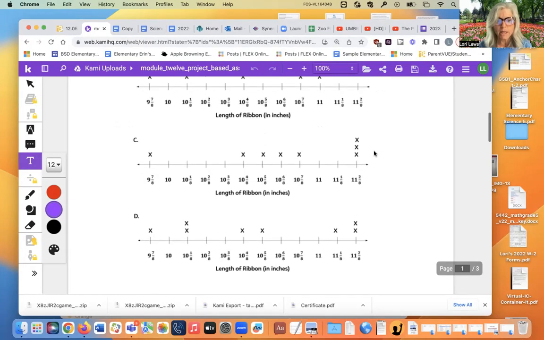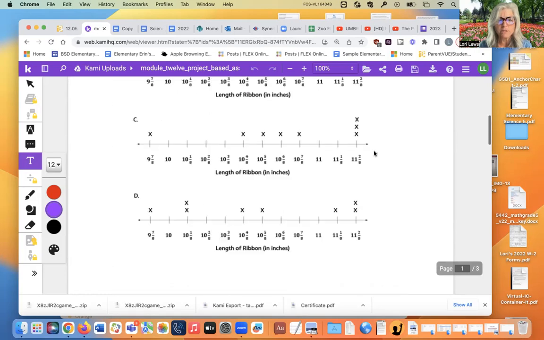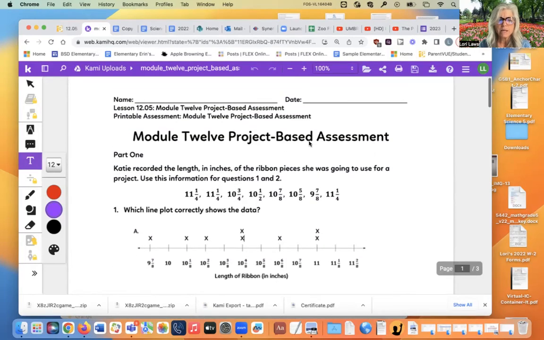So here's question 1. Here's question 2. All of these have to do with that first thing. So here we go. So here are the length of ribbons. She has one ribbon that's 11 1/4. Does it tell the unit?